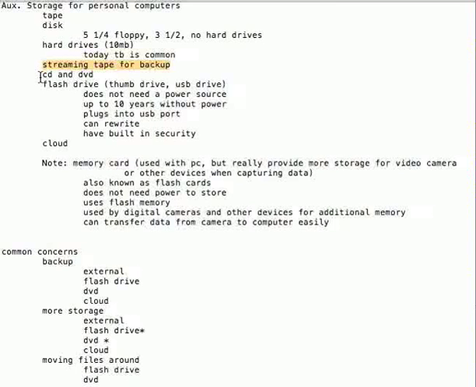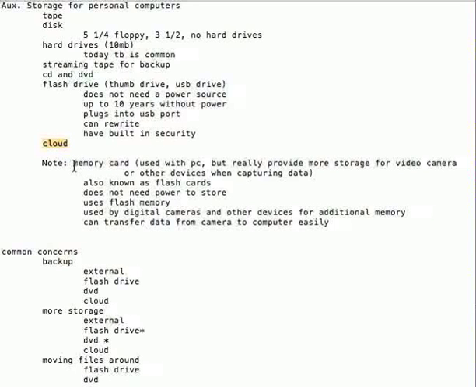Some people might consider using DVDs for auxiliary storage, and it's okay. I wouldn't recommend it, but it can be done. Some people might even use a flash drive for some extra auxiliary storage. And certainly today people are using the cloud as a place to store data that they can easily access and use later on.